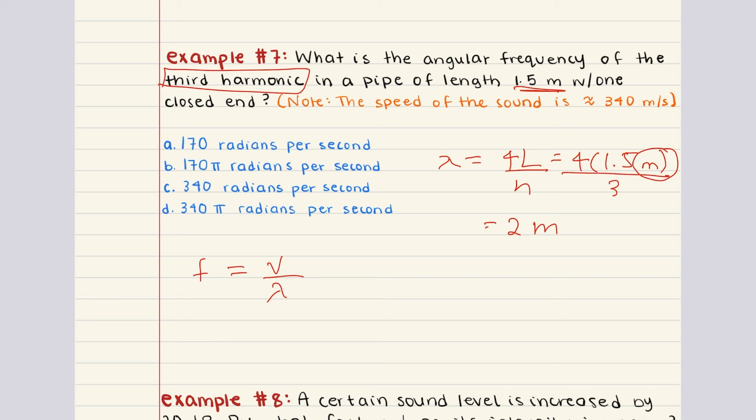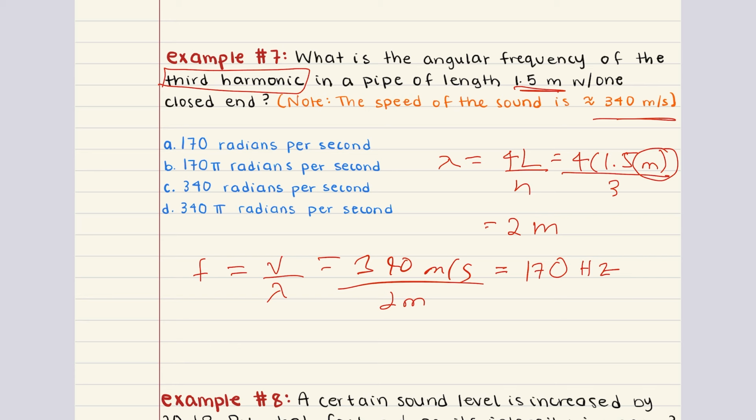Now, we're given the speed of the wave. The speed of sound is approximately 340 meters per second. And we just calculated the wavelength to be equal to 2 meters. So 340 meters per second divided by 2 meters, this is going to be equal to 170 hertz. And that's because our units are 1 over seconds. So we can just write this as hertz.